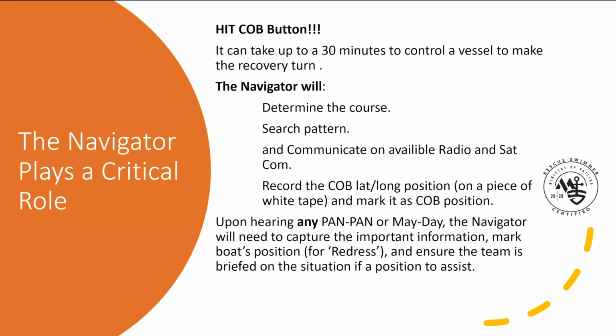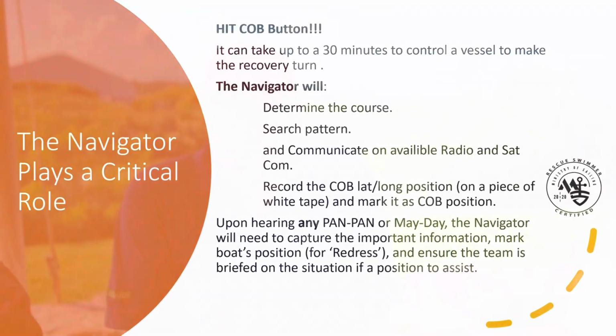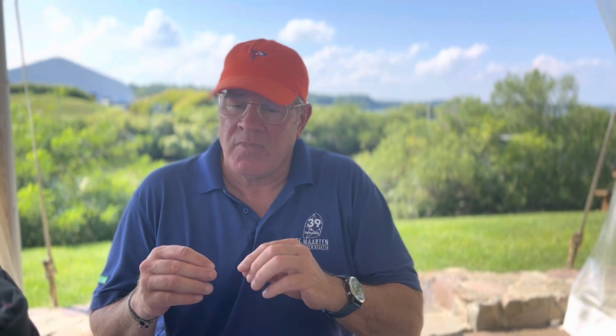The navigator then will determine the course, the search pattern, will communicate available radio and satellite communications that are there, record the crew overboard situation, and here's what's really important. It's important to write that position down on a piece of tape, on a piece of paper. Write it down so anybody can pick that piece of paper up and relay those coordinates where the crew overboard situation happened. It's going to be critical because not everybody, with all the digital screens that you might have or displays in the nav station, will be able to look for that exact location.